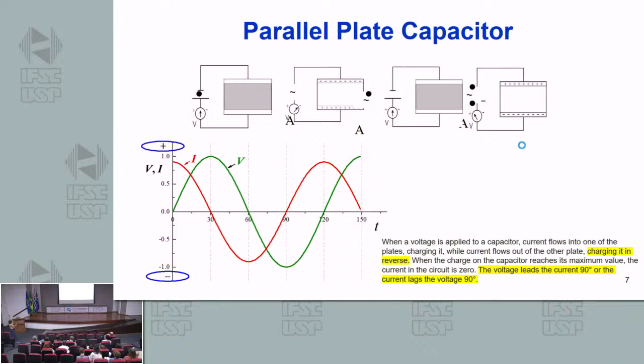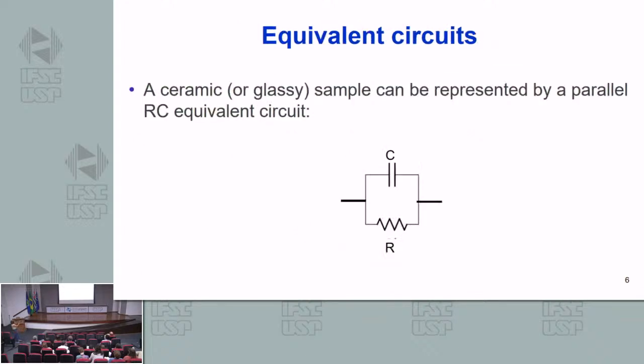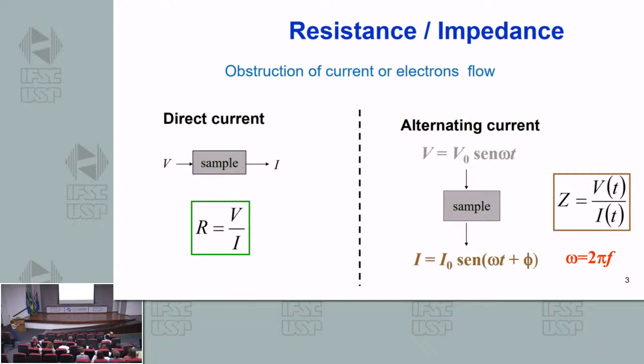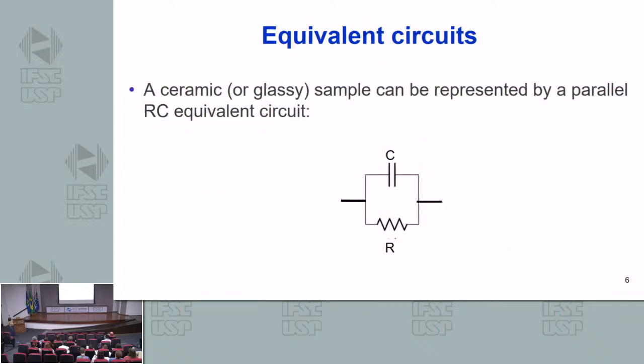Okay, so in this case, we say that the voltage leads the current by 90 degrees, or the current lags the voltage by 90 degrees. So this is very important. Why am I talking about a capacitor? Just because our equivalent circuit will have a capacitor and a resistance in parallel. So you know that this phase angle will be exactly the same as this one. This is the origin of this phase angle.